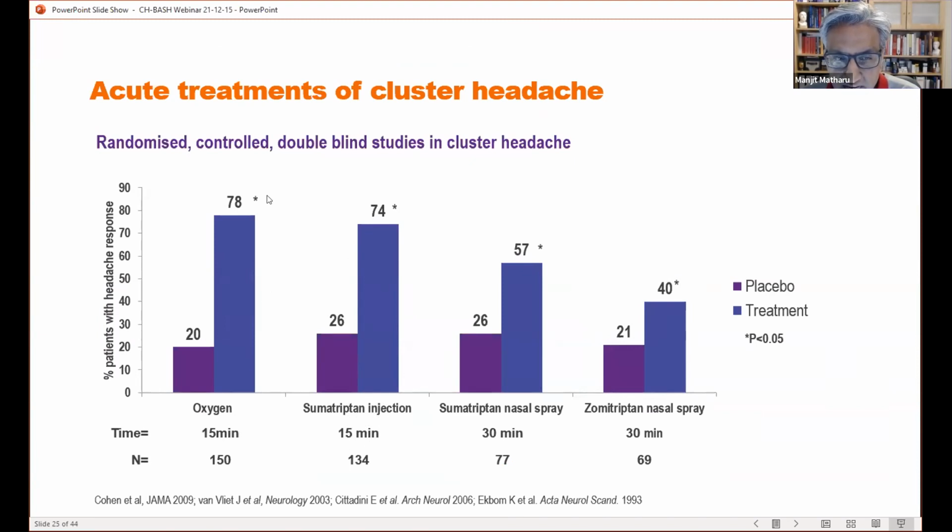Oxygen is also effective. Almost 80% of the patients respond, though a significant proportion of patients get rebound attacks. You have to give them 100% oxygen at 12 to 15 liters per minute, which in the UK we can set up using the WHO forms.